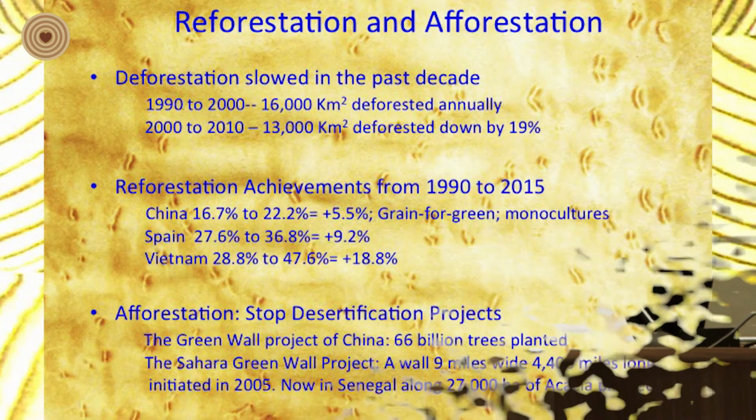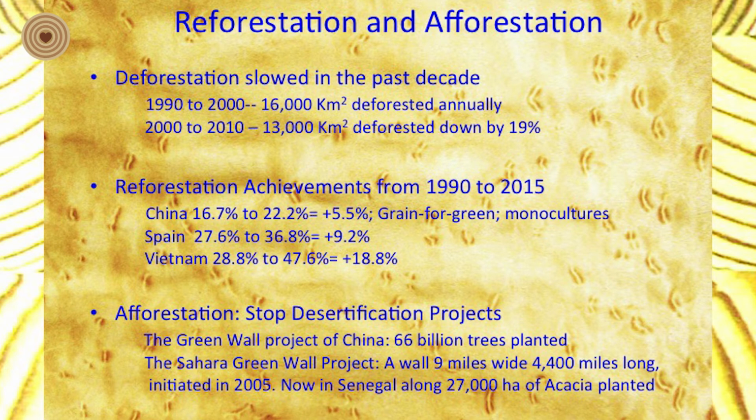Afforestation: two projects called Green Wall Projects are going on right now. The main purpose of this afforestation is to stop the desert. One is going on in China. I do have some pictures, but I was worried about time, so I didn't show them, but they're online. You can Google and see the pictures of the plantation. But again, I want to mention, monoculture is the problem for this one, because they are planting hybrid poplar. So that is a big problem too.